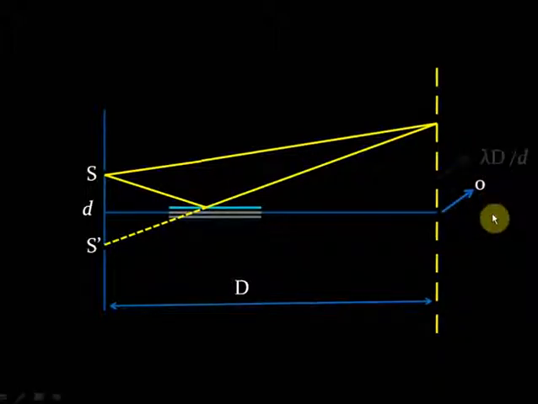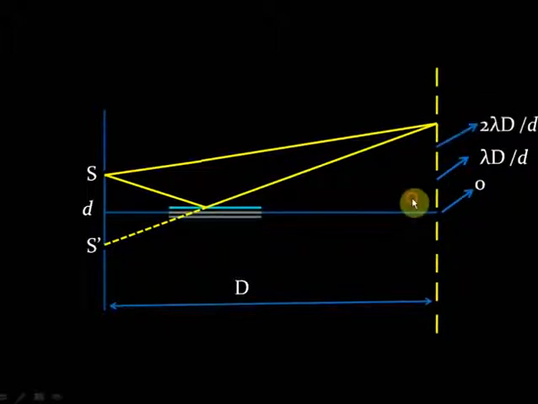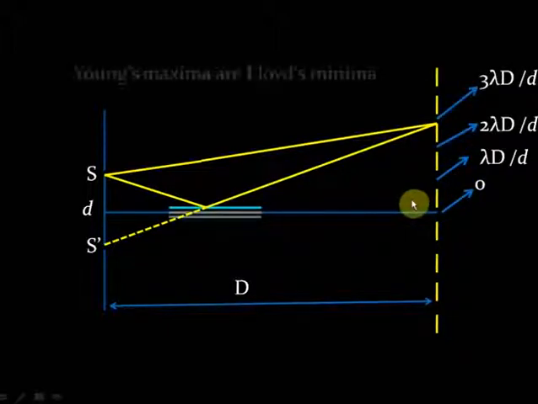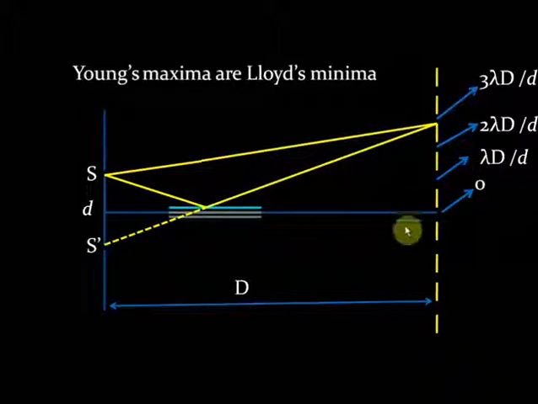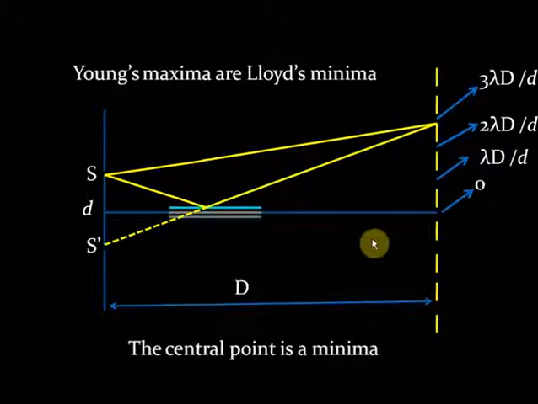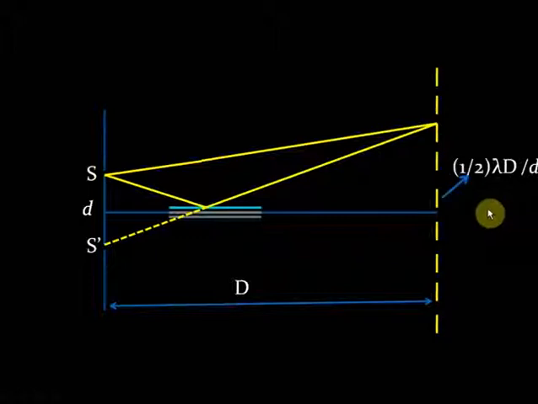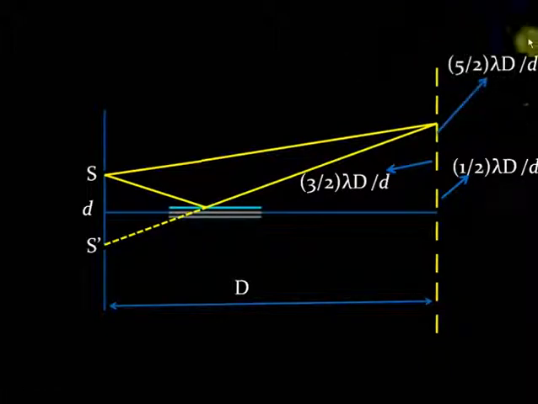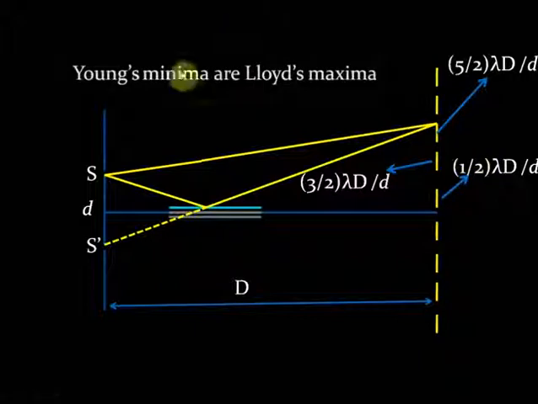So as you can see, there will be a minima at 0. There will be a minima at lambda D by d, at 2 lambda D by d, 3 lambda D by d, and so on. You must note that the central fringe in this case is a dark fringe, that is, there is a minima at the origin. That's an interesting point to note. Similarly, at half into lambda D by d, 3 by 2 into lambda D by d, and 5 by 2 into lambda D by d, there will be maxima. These were the places where there were minima in the Young's double slit experiment.